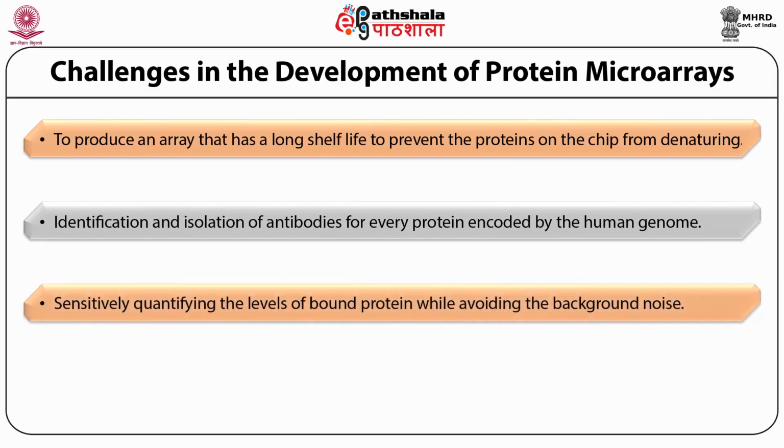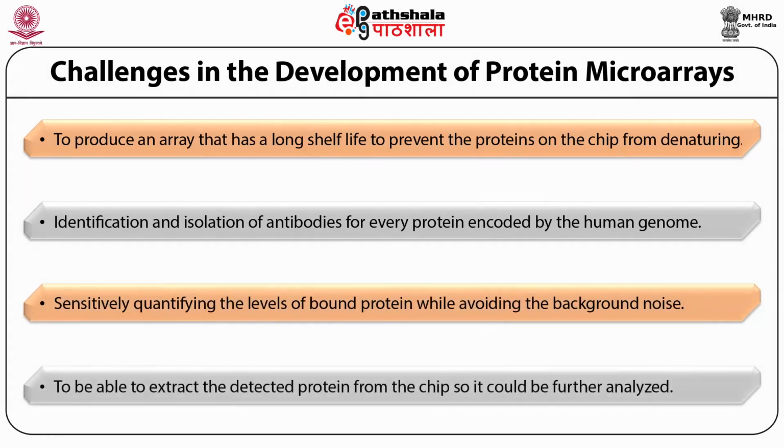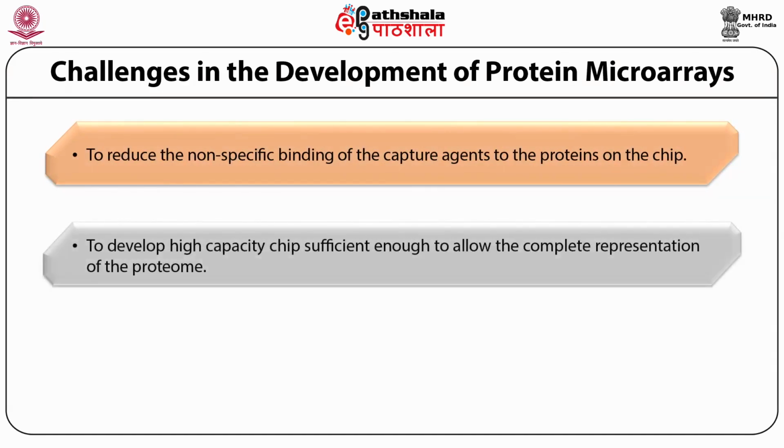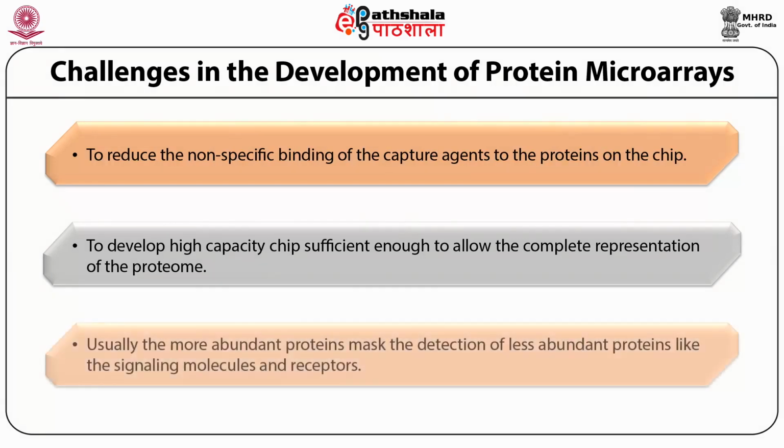Sensitively quantifying the levels of bound protein while avoiding the background noise. To be able to extract the detected protein from the chip so it could be further analyzed. To reduce the non-specific binding of the capture agents to the proteins on the chip. To develop high-capacity chip sufficient enough to allow the complete representation of the proteome. And finally, usually the more abundant proteins mask the detection of less abundant proteins like the signaling molecules and receptors.